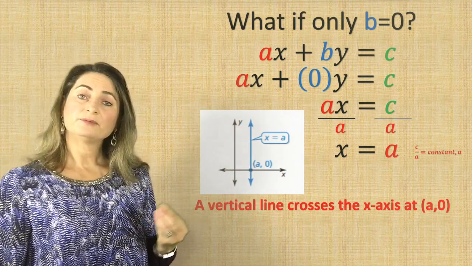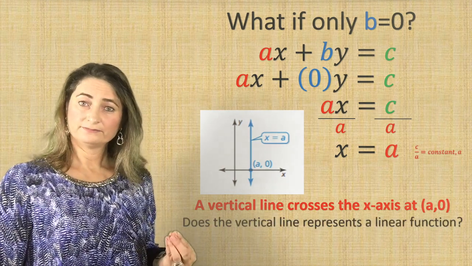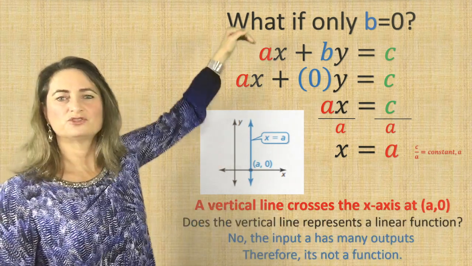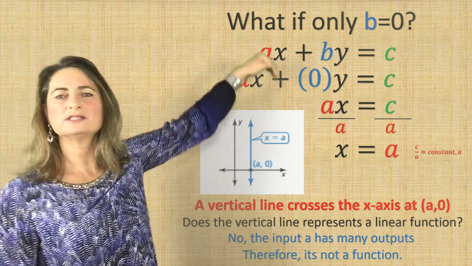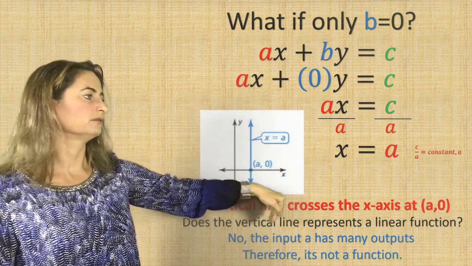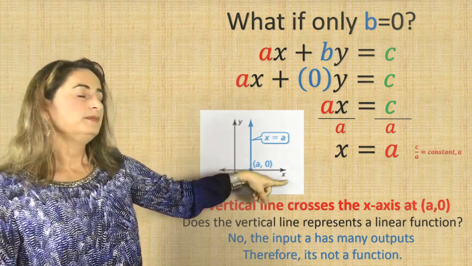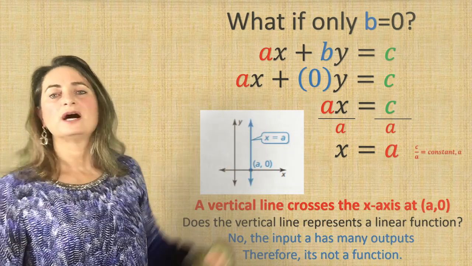Does the vertical line represent a linear function? Absolutely not, because if you draw a vertical line, it will cross every single point. It will be a vertical line. That means the input a has multiple outputs.